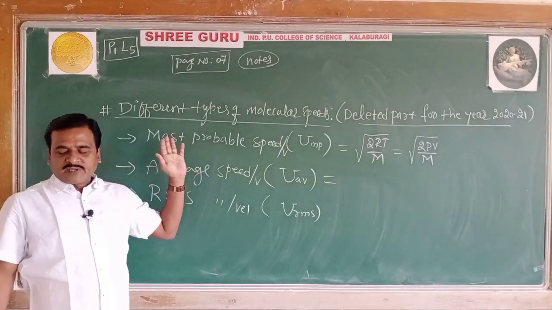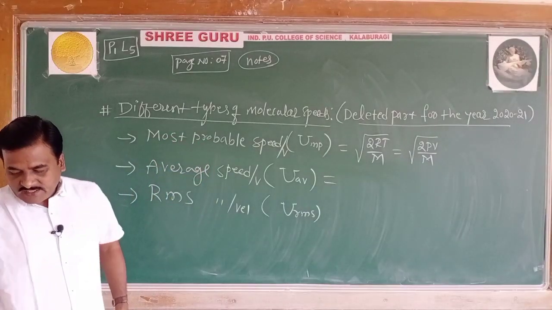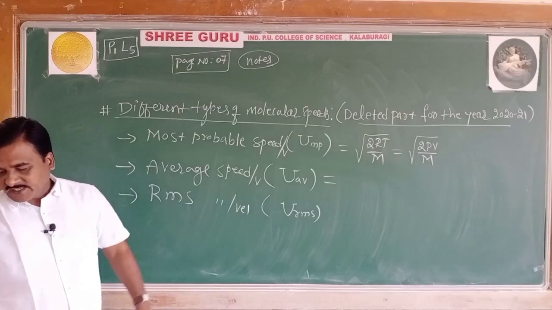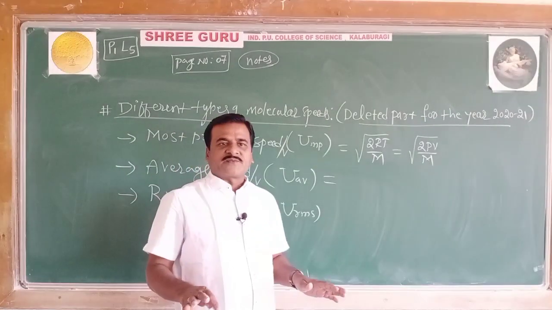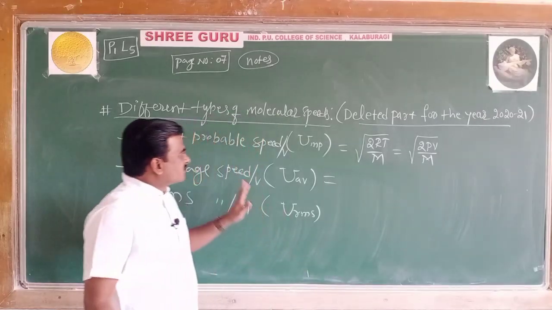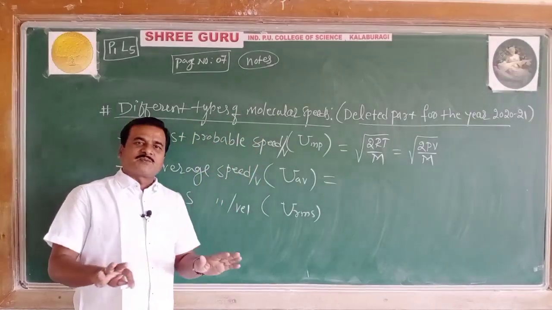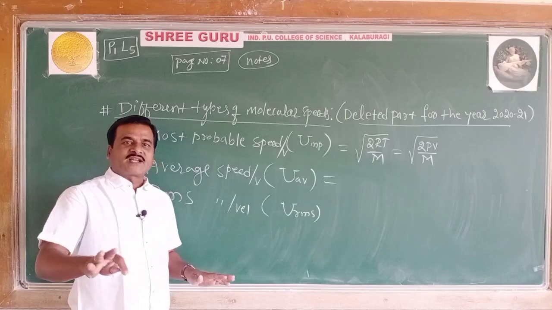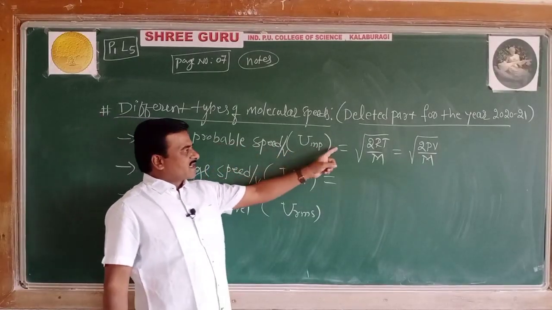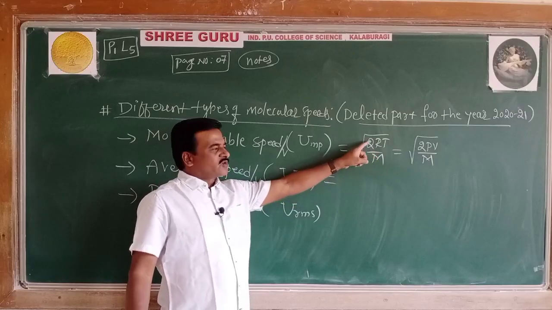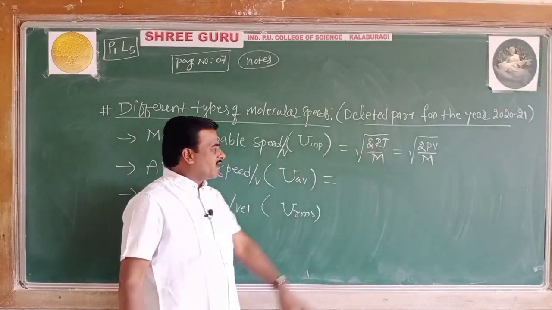So what is this most probable velocity? What is the meaning of most probable velocity? It is the velocity possessed by the maximum number of molecules of a gas at a given condition. It is calculated using the formula under root of 2RT by M.